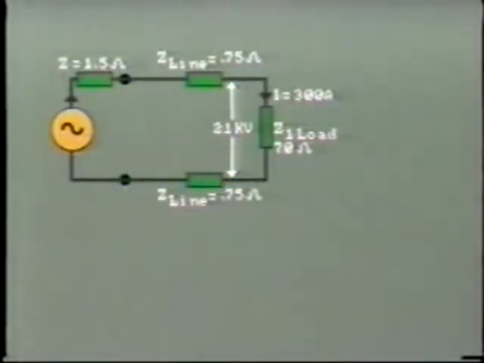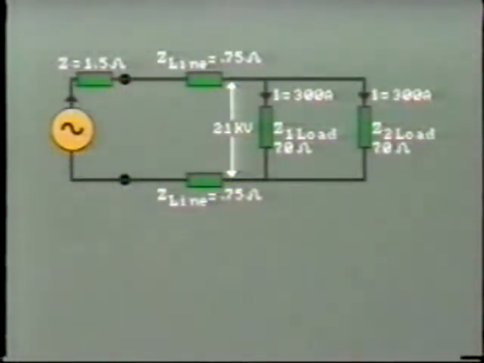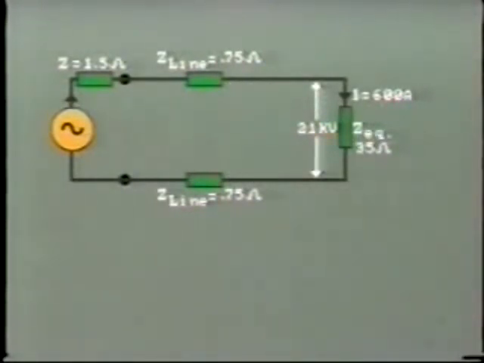Now let's see what happens when we add further load. Let's say this is also of 70 ohms, and of course it will be in parallel. Our total load now is 600 amps. Note that when we added load, we effectively reduced the load impedance. In this case, the equivalent impedance of these two loads is equal to 35 ohms. As extra load is added, the voltage at the generator must be increased slightly in order to maintain 21 kV at the load.